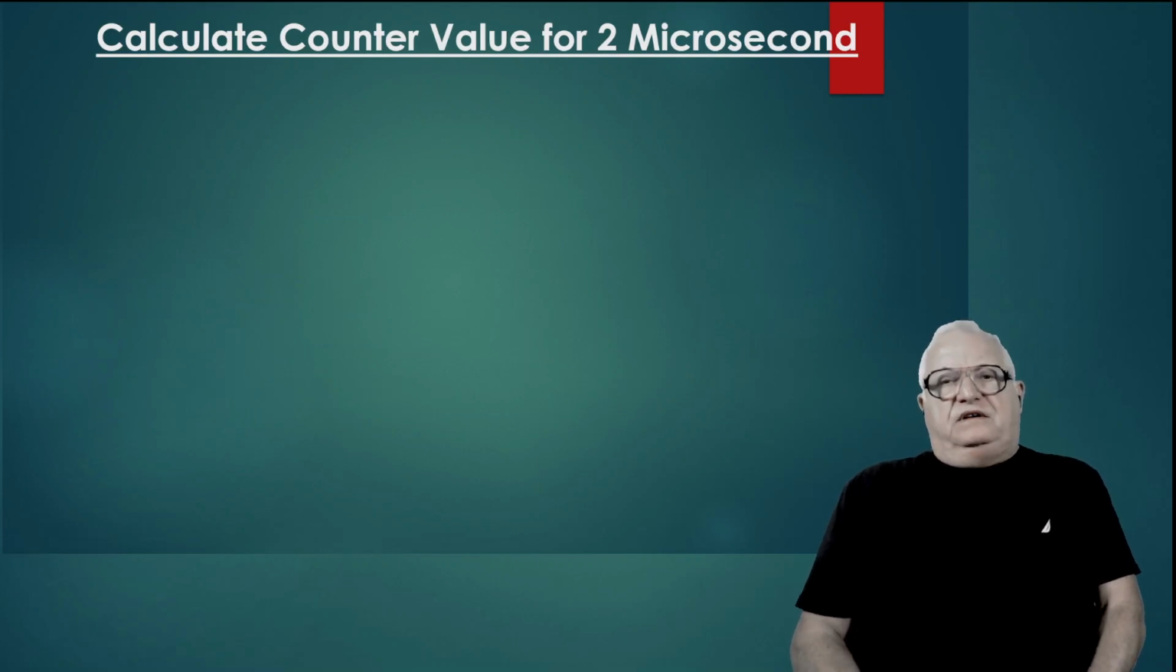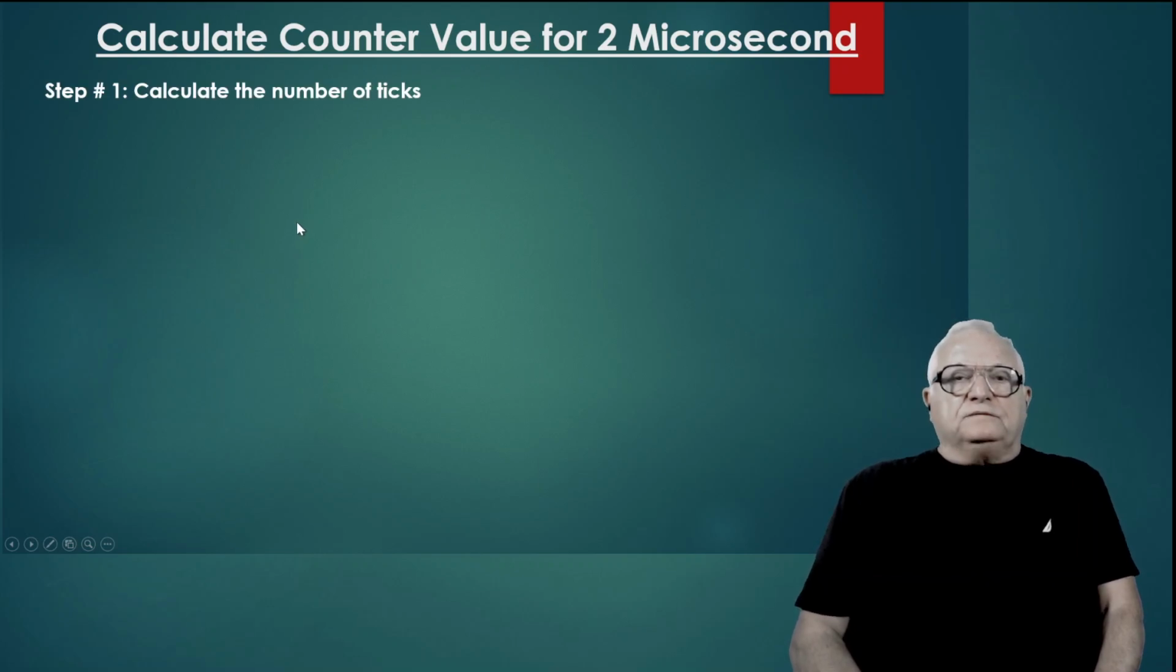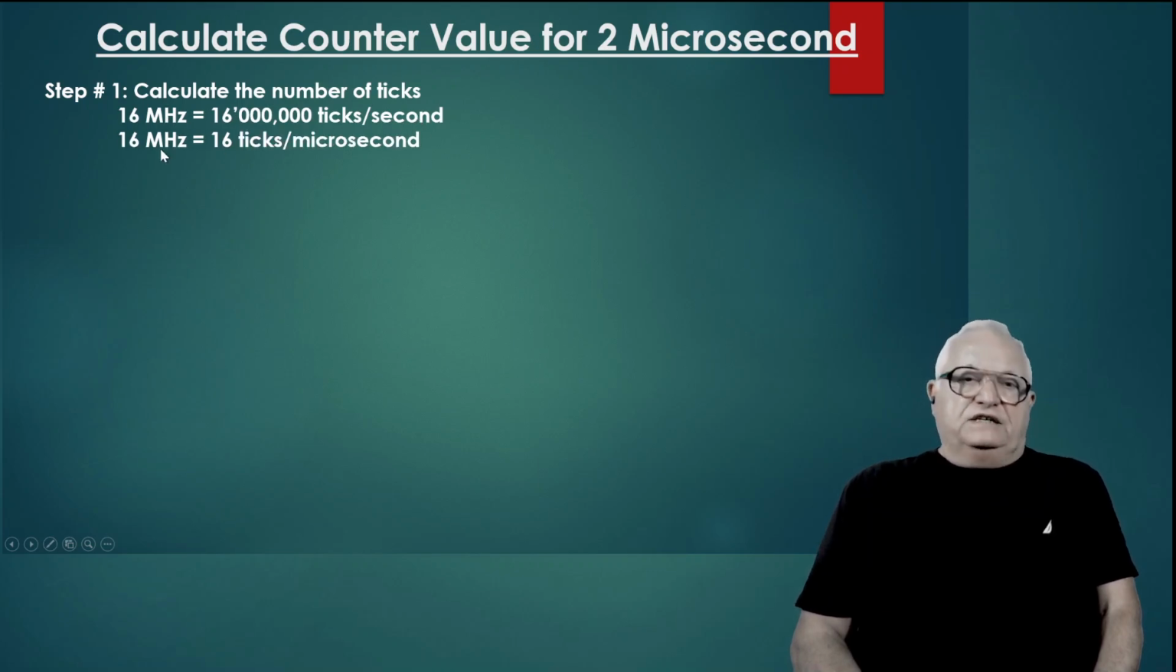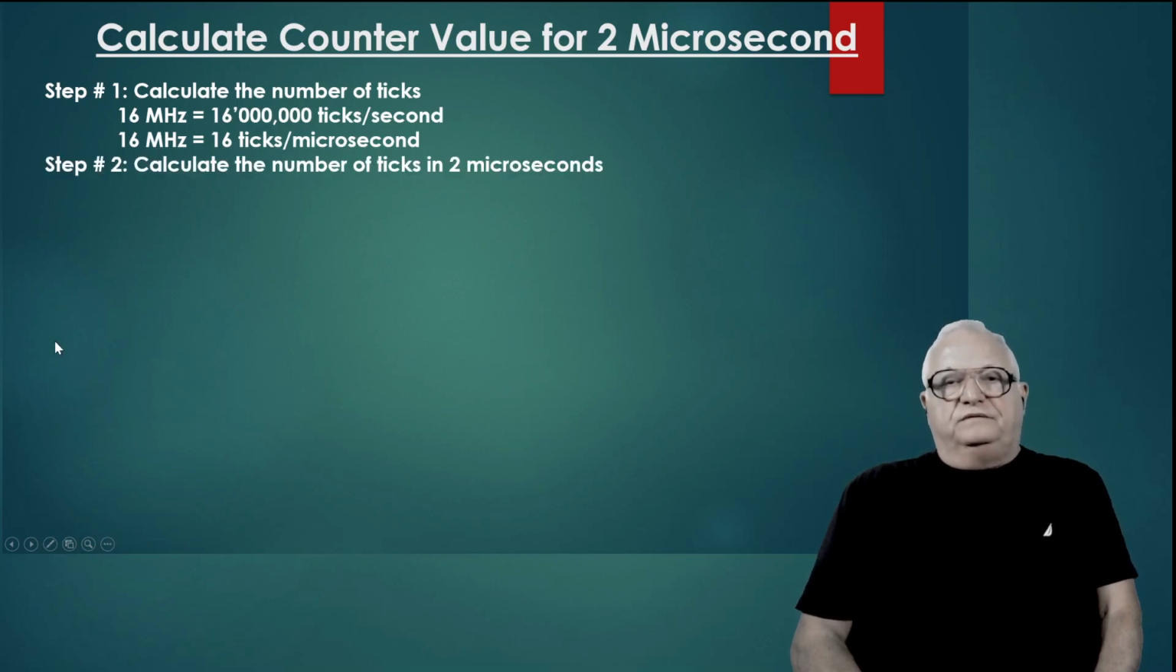So let's get more specific. Let's calculate the value for 2 microseconds. How many ticks do we need? How many pulses do we need to account for 2 microseconds? Okay, let's calculate the number of ticks for 1 microsecond. So we know that our clock is 16 megahertz. This means that it generates 16 million ticks in 1 second. This means that it's going to generate 16 ticks per microsecond. So let's go to the next step.